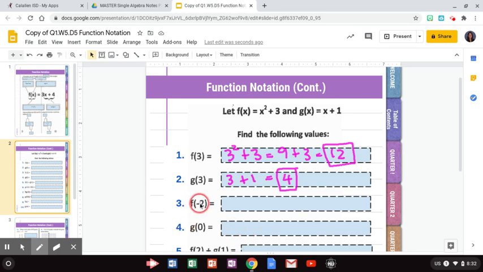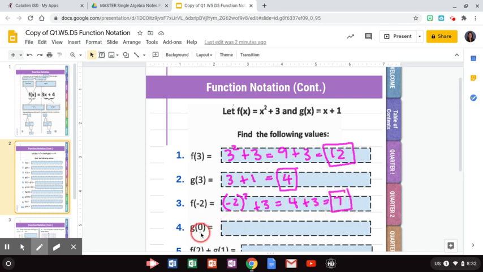Problem 3, F of negative 2. So here, instead of X, we're inputting a negative 2, and then we have to square it, plus 3. Notice that I put parentheses. When you type this in, you have to use parentheses to show that you mean negative 2 times negative 2, because otherwise it won't give you the correct answer, which is 4. So negative 2 squared, that's 4, plus 3 gives you 7.